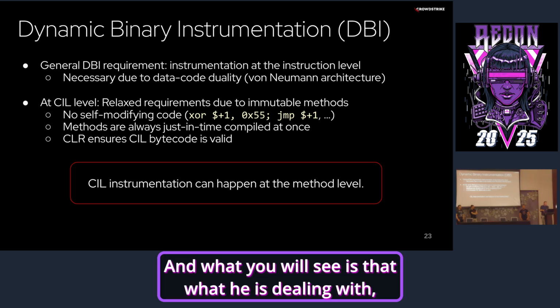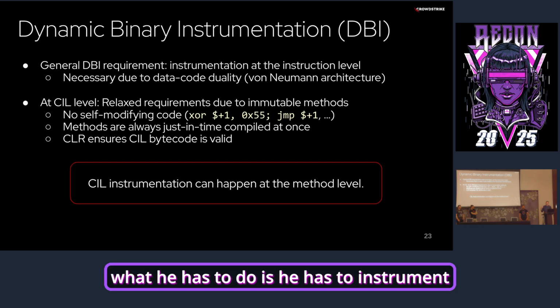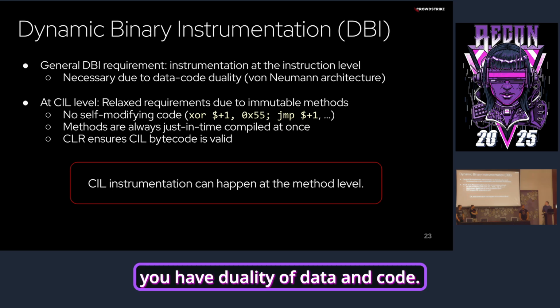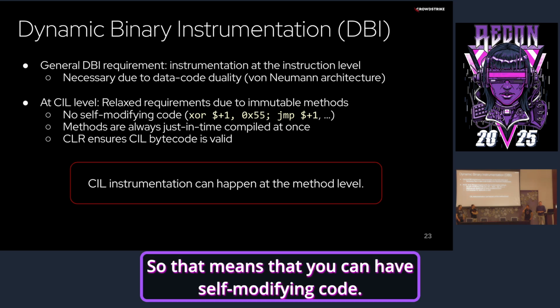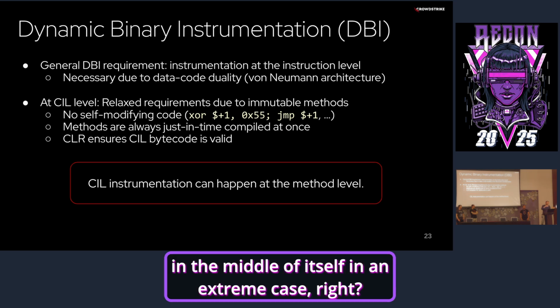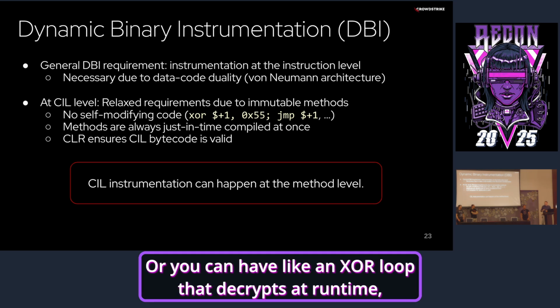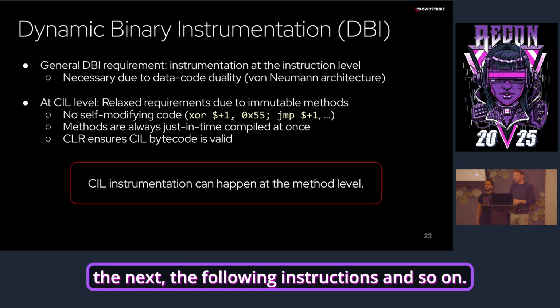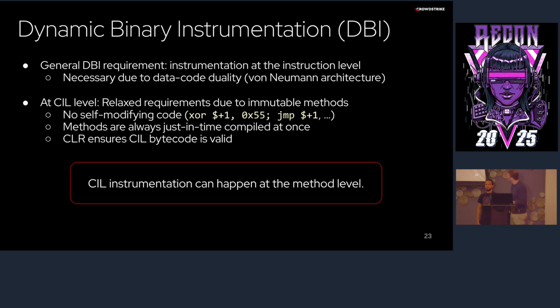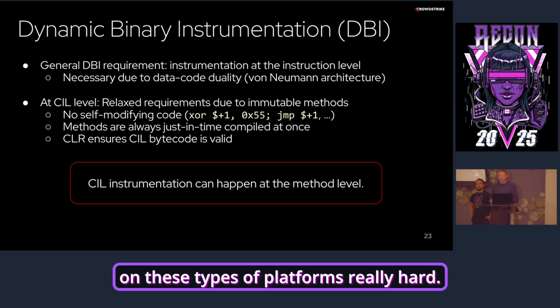And what you will see is that what he has to do is instrument at the instruction level, because on the Intel platform, for instance, you have a duality of data and code. Code can be data, data can be code, right? It's a von Neumann architecture. So that means you can have self-modifying code. You can have an instruction that jumps into the middle of itself in an extreme case, or an XOR loop that decrypts the following instructions at runtime, and so on. That's because there's no real difference between data and code, and that makes binary instrumentation on these platforms really hard.